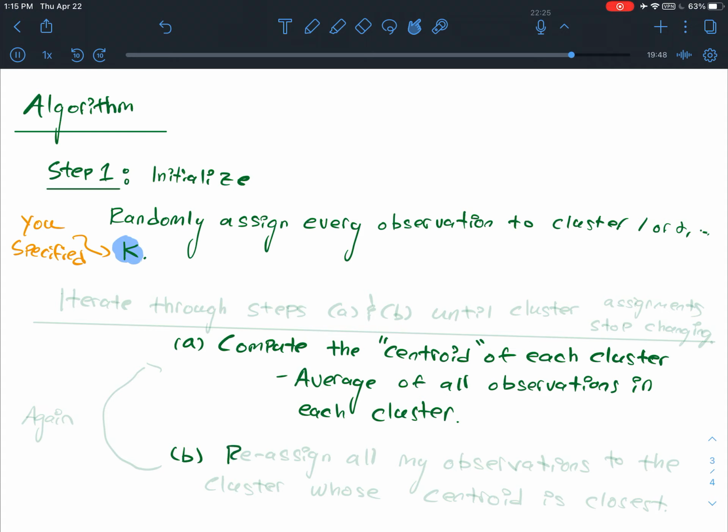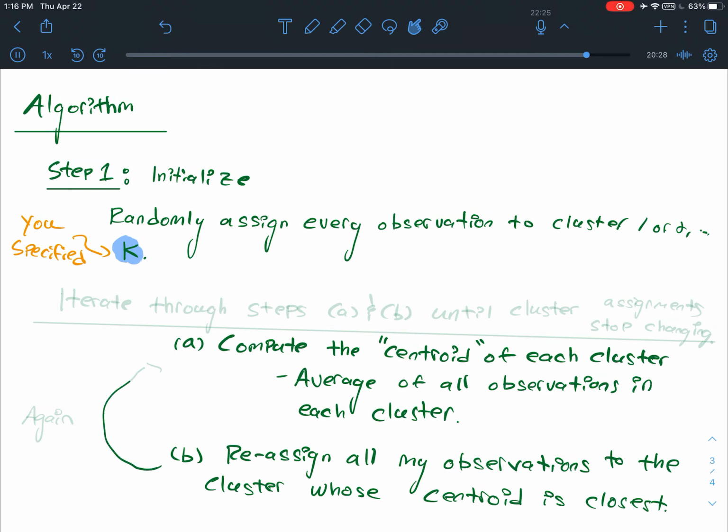And then I reassign all my observations to the cluster whose centroid is closest. So now that I have all these centroids, I basically say, okay, let's put you in a new group, and I'll put you in the group where the centroid is the closest. Now, this might give me a slight improvement over random, but as you're thinking, it's probably not amazing. But you know what? What if I did this again? What if I do it again?